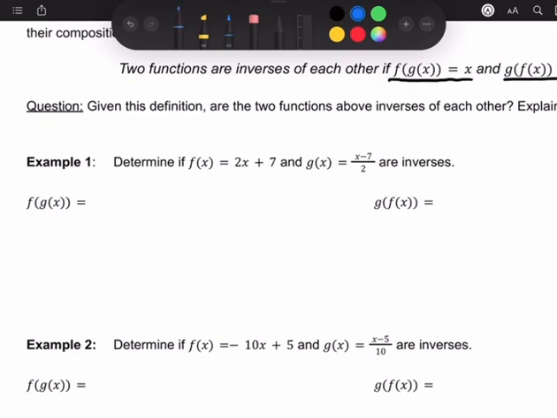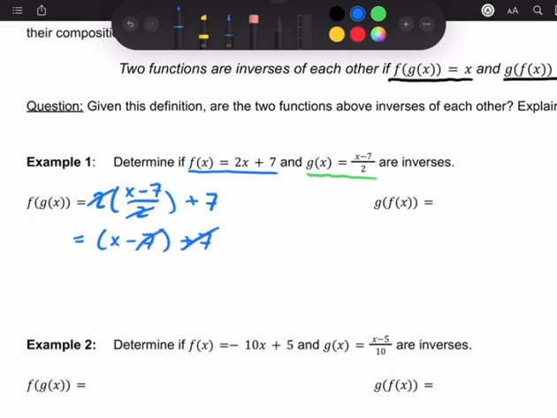We are given, in example 1, that f of x is equal to 2x plus 7, and that g of x is equal to (x minus 7) over 2. So, let's first find f of g of x. Remember, we're plugging in the entire function of g of x into anywhere in f where there is an x variable. Doing this, we get 2 times (x minus 7) over 2, plus 7. As you can see, the 2s cancel out, leaving us with x minus 7 plus 7. These two 7s cancel out, leaving us with just x.